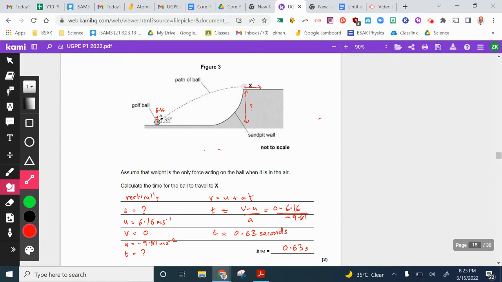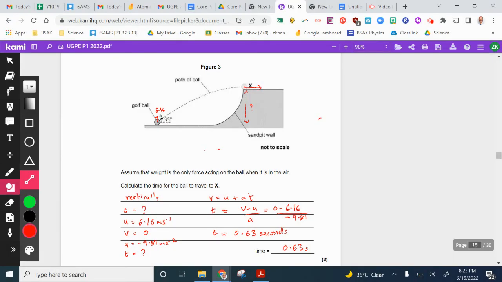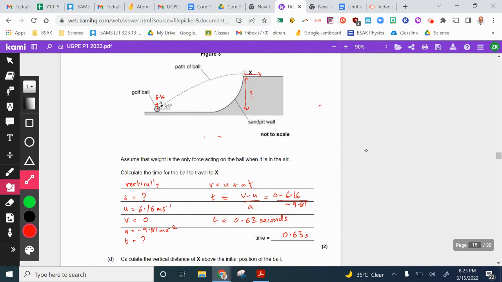Okay, so we don't have S, so I would go with V equals U plus AT, and we can see that we have V, we have U, we have A. So t equals V minus U over A: 0 minus 6.16 divided by minus 9.81, and that gives us the time of 0.63 seconds, and that's the time it takes. So what I've done here is use the vertical components to get to this time.